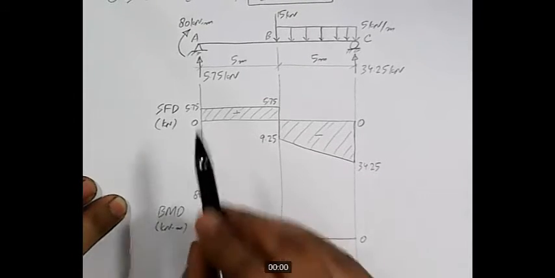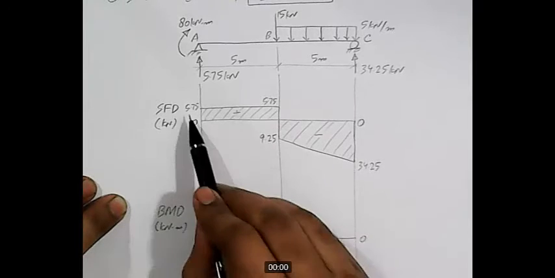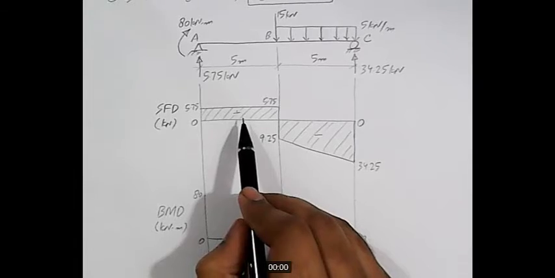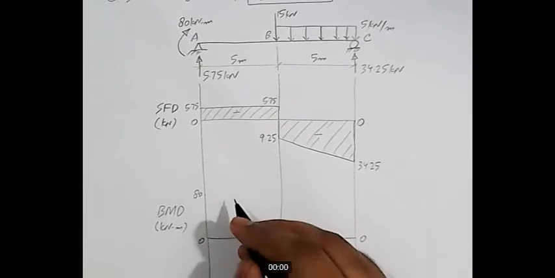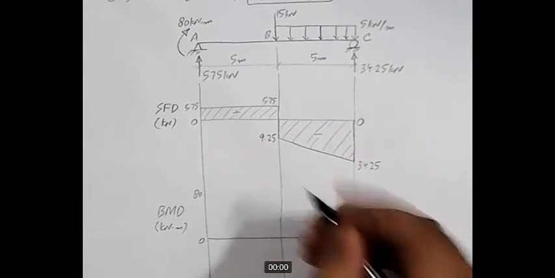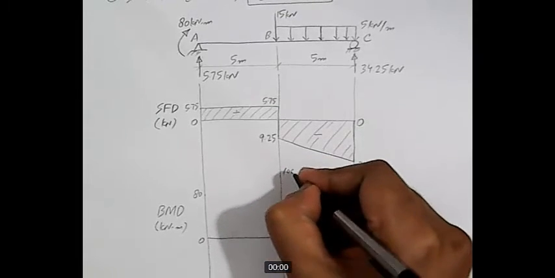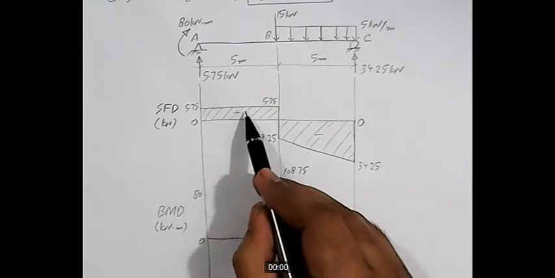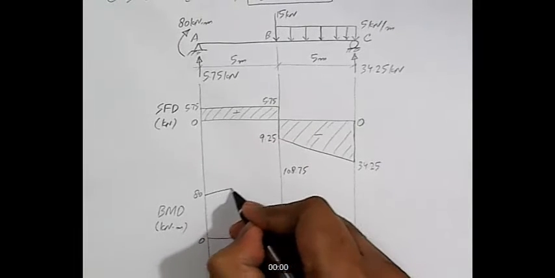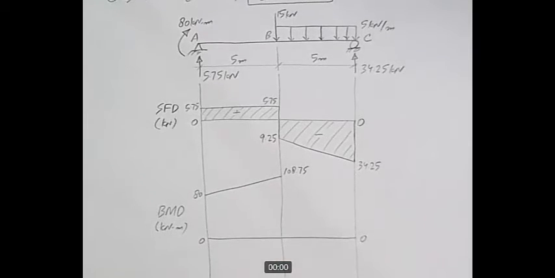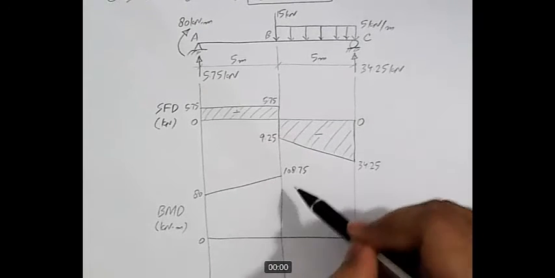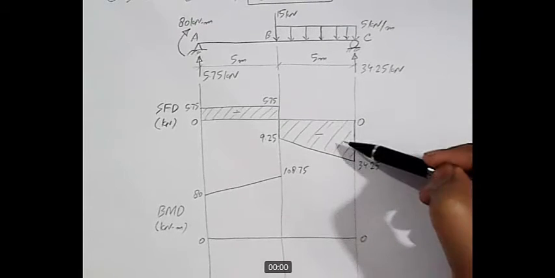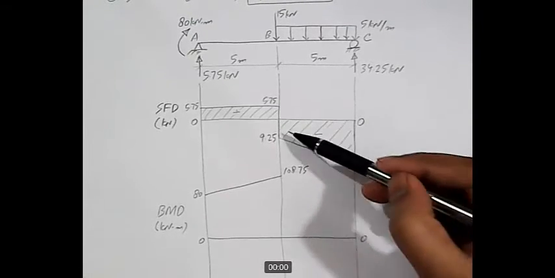And then the change in BMD is equal to the area of SFD. So plus 80 plus this area. And how much is this area? 5.75 into 5, which is 28.75. So 80 plus 28.75, and this gives us 108.75. And SFD is 0 degree, so BMD will be first degree. So we will draw a straight line here.